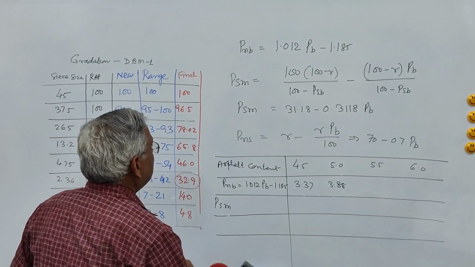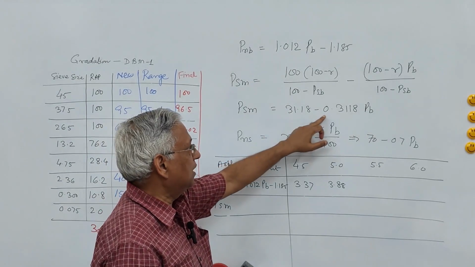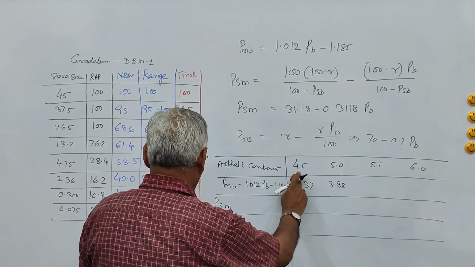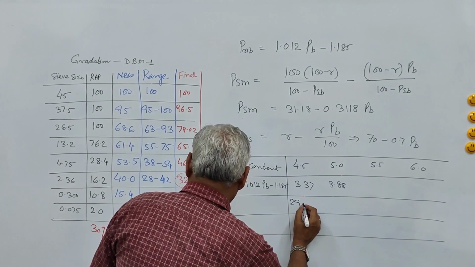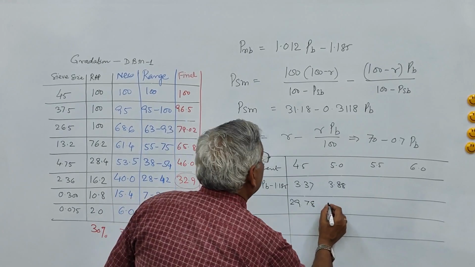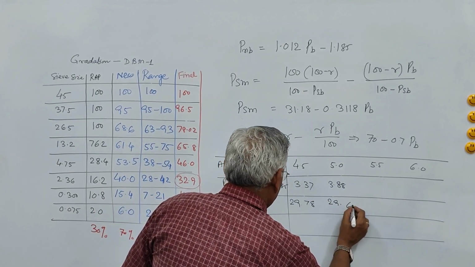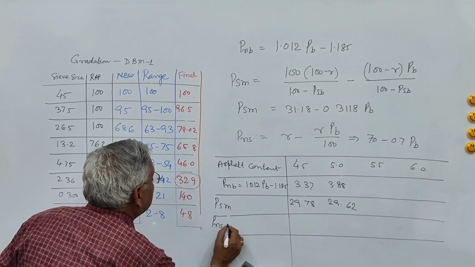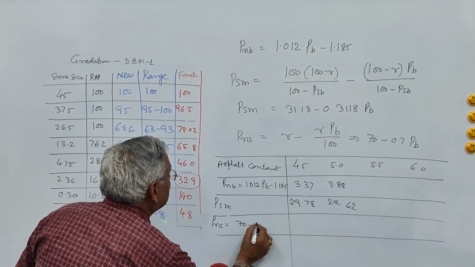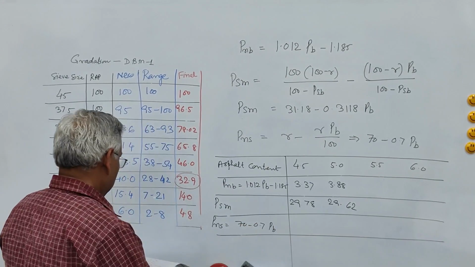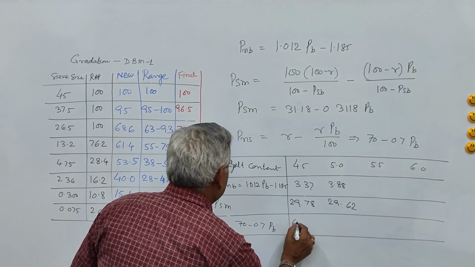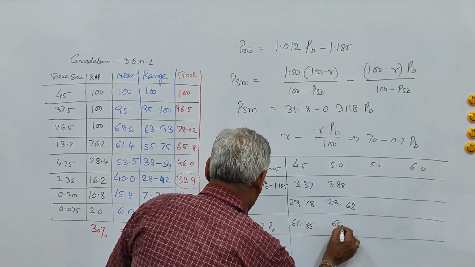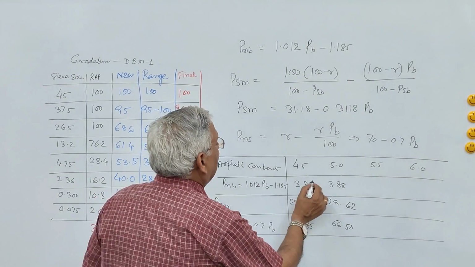PSM is given by this equation, 31.18 minus 0.3118 PB. So for PB equal to 4.5, this will be 29.78, 29.62 and so on. And similarly, the percentage of new aggregate, that is 70 minus 0.7 PB. So this will be 66.85, 66.50. Sum of these three values will be 100.